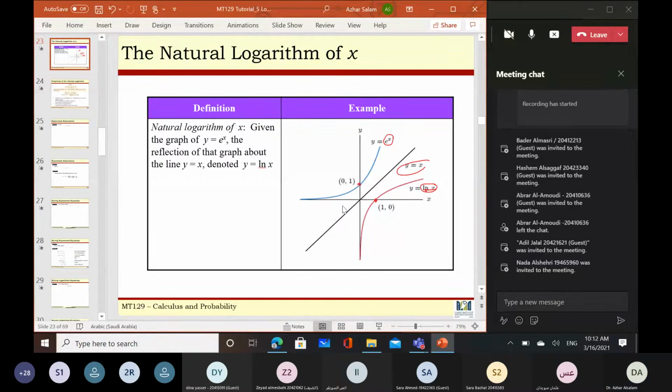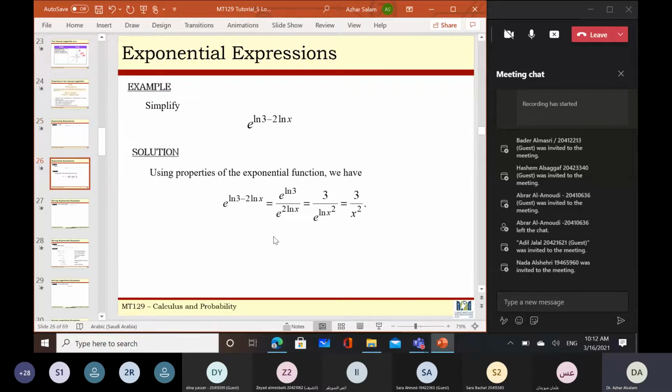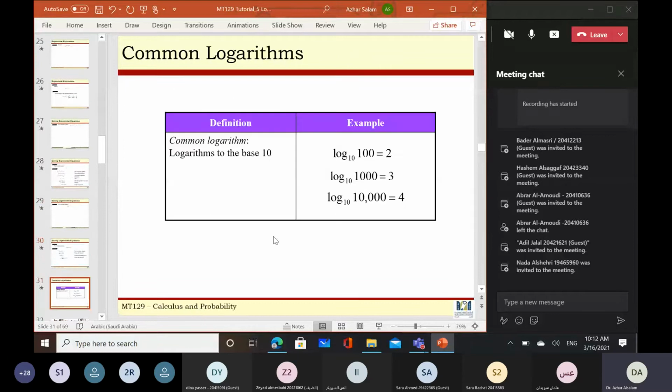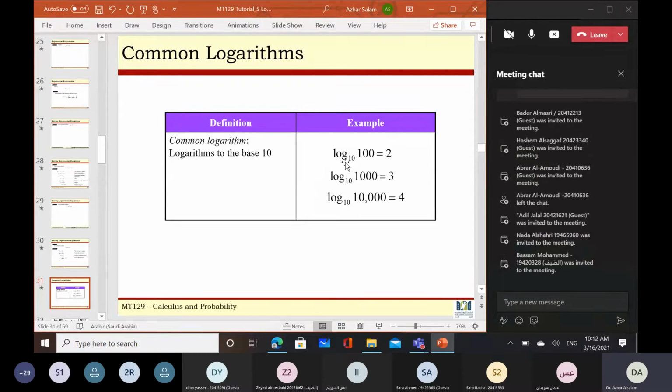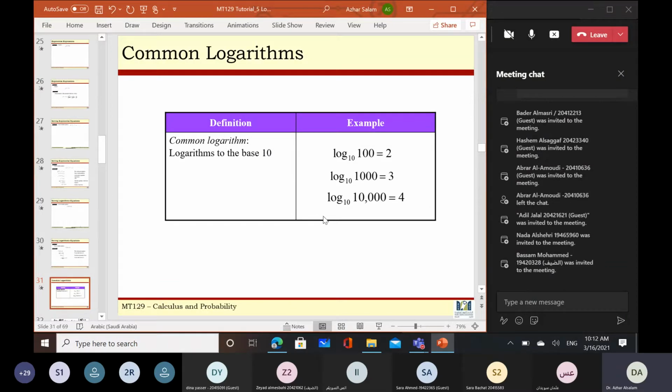Okay, and all the other properties are mentioned. We also solved some examples about simplification and the logarithmic function. We stopped at this slide about the common logarithm, right? This was the last thing we talked about in the previous lecture.